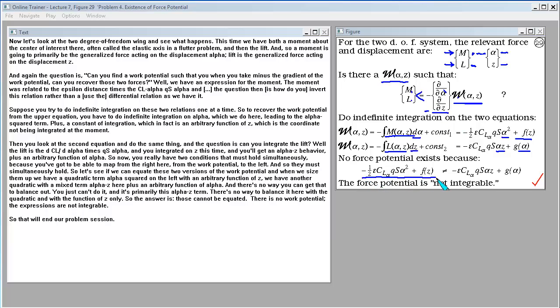So let's see if we can equate these two versions of the work potential. And when we size them up, we have a quadratic term alpha squared on the left with an arbitrary function of z. We have another quadratic but a mixed term alpha z here plus an arbitrary function of alpha. And there's no way you can get that to balance out. You just can't do it. And it's primarily this alpha z term. There's no way to balance it here with a quadratic and with a function of z only. So the answer is those cannot be equated. There is no work potential. The expressions are not integrable. So that will end our problem session.